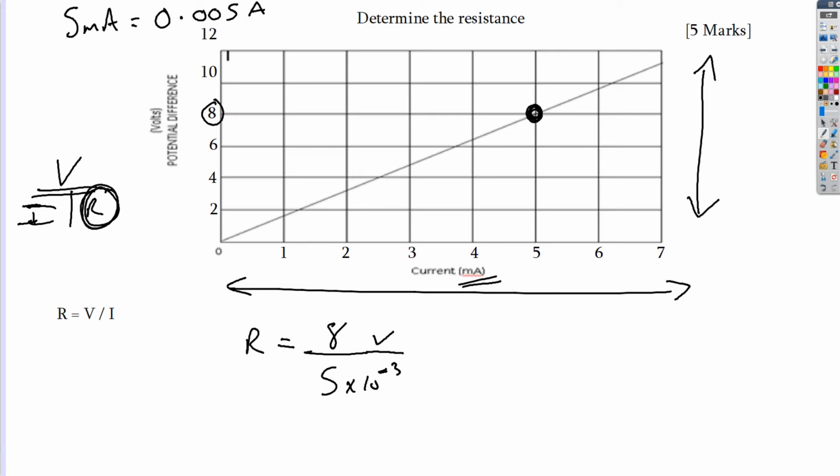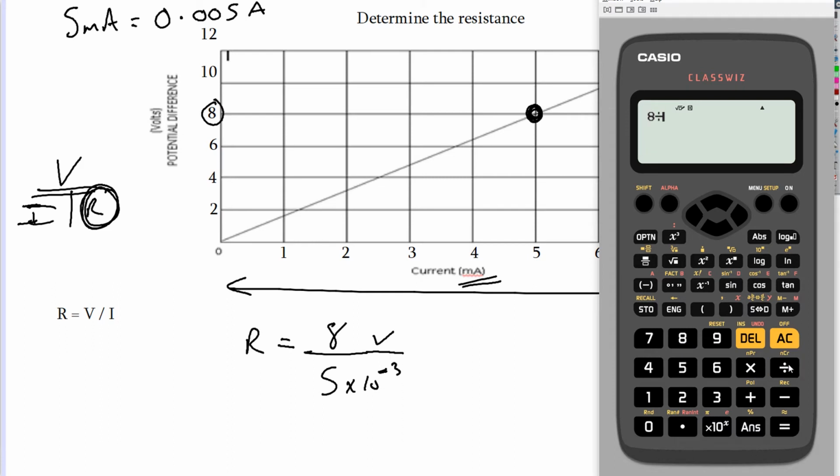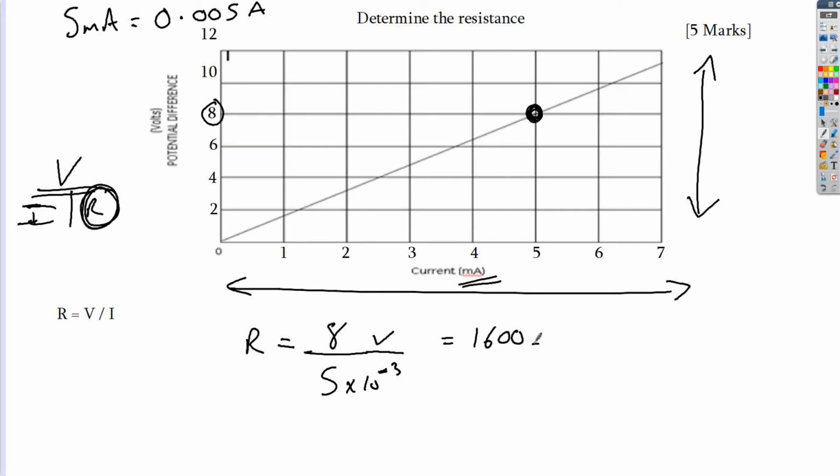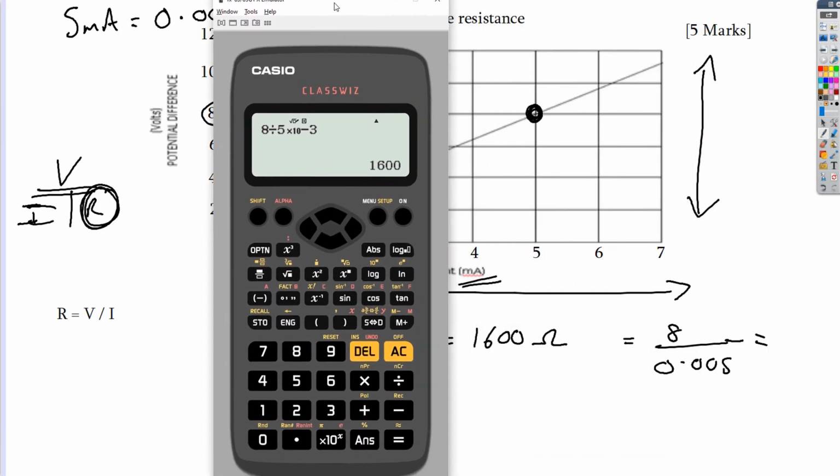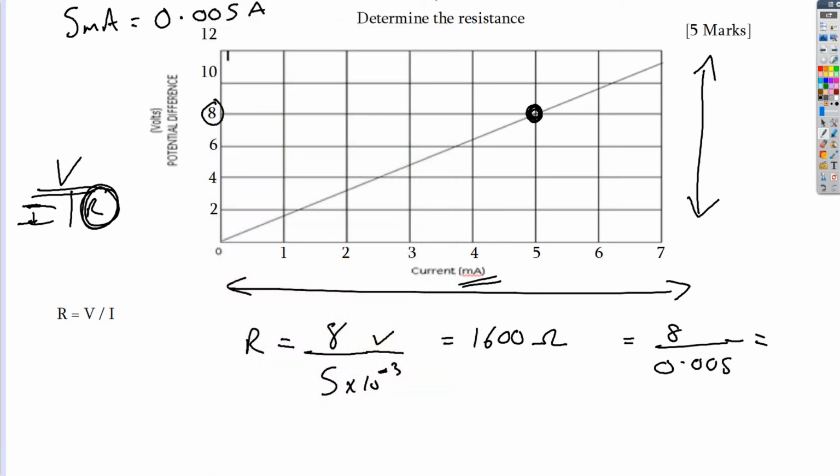So on the calculator, I'm going to do 8 divided by 5 times 10 to the minus 3. 1,600 ohms. Let's do it the other way using 8 over 0.005 amps. You'll get the same answer. 8 divided by 0.005. It's the same answer. There we go. So we've worked out that, and we've got our 5 marks for that.